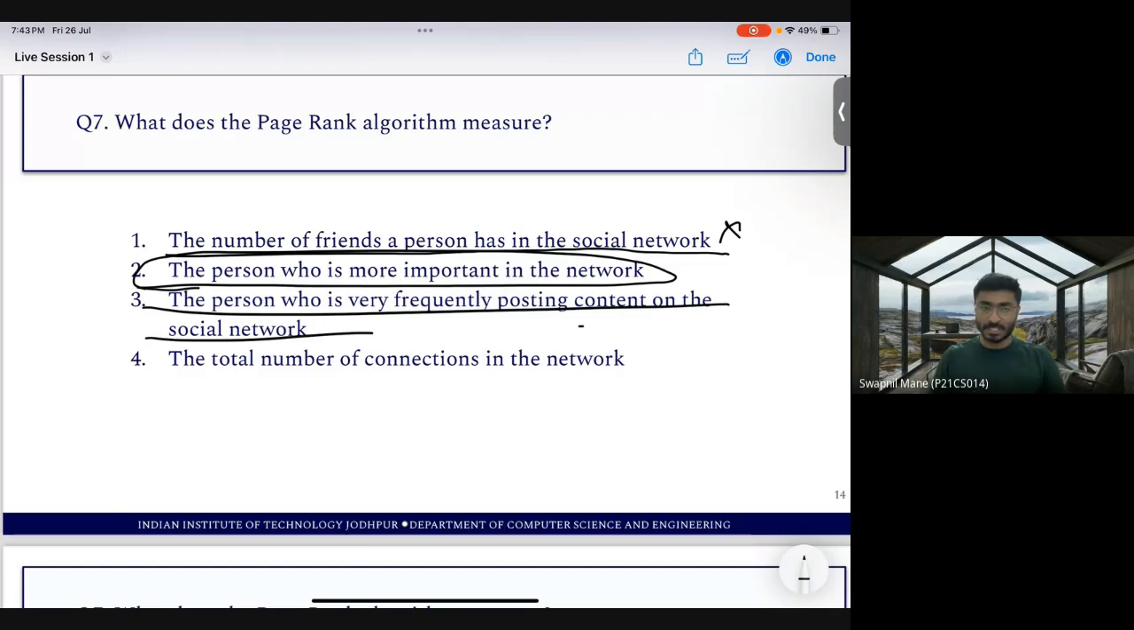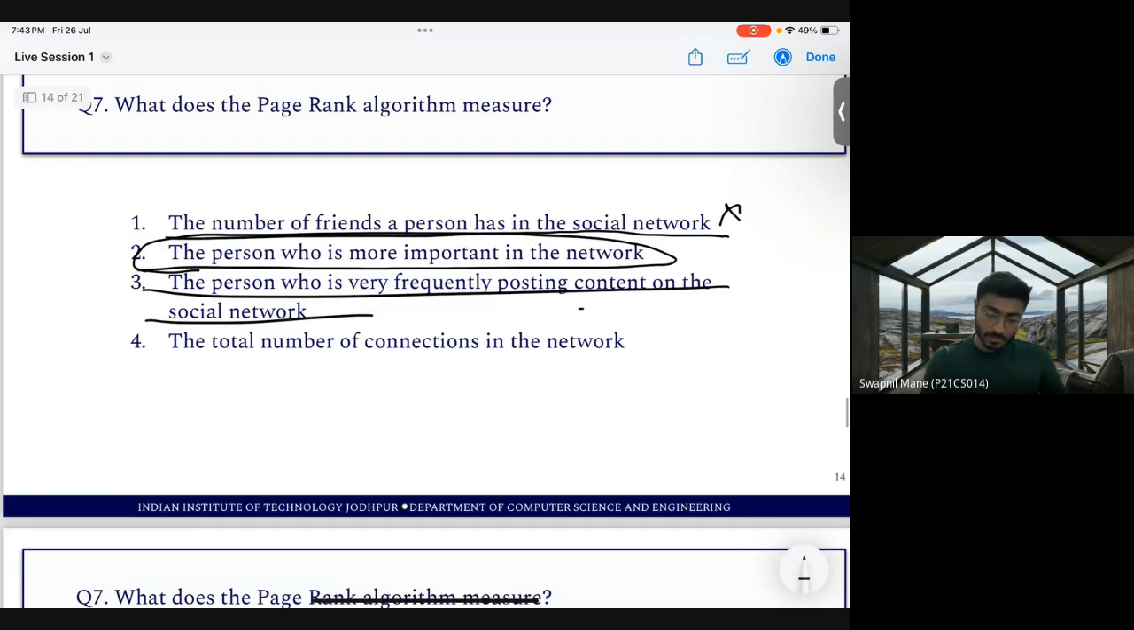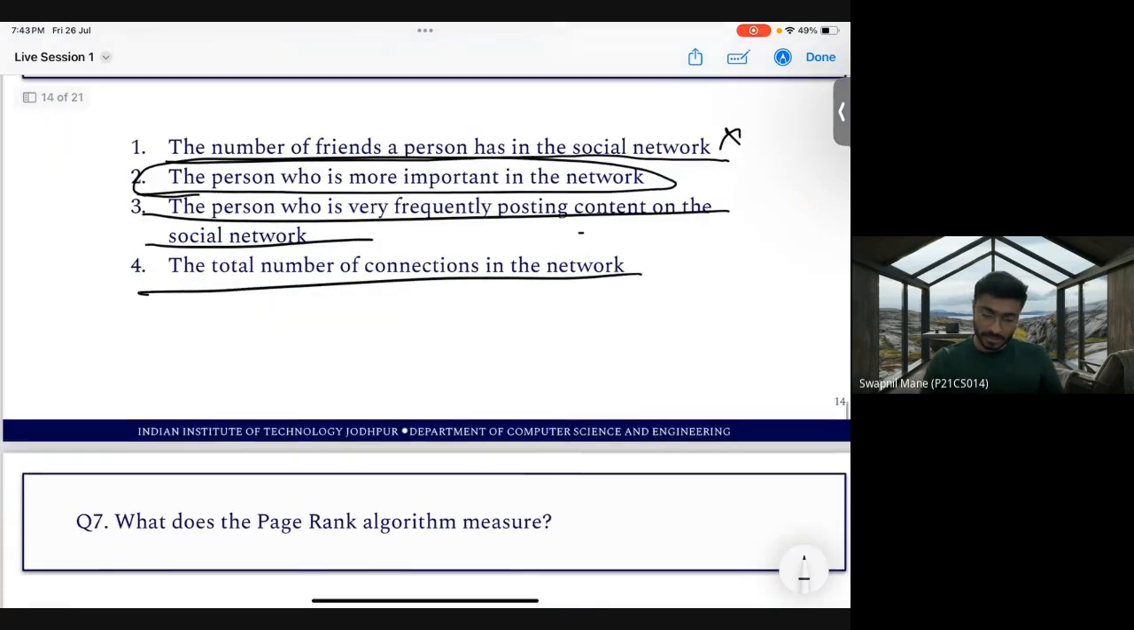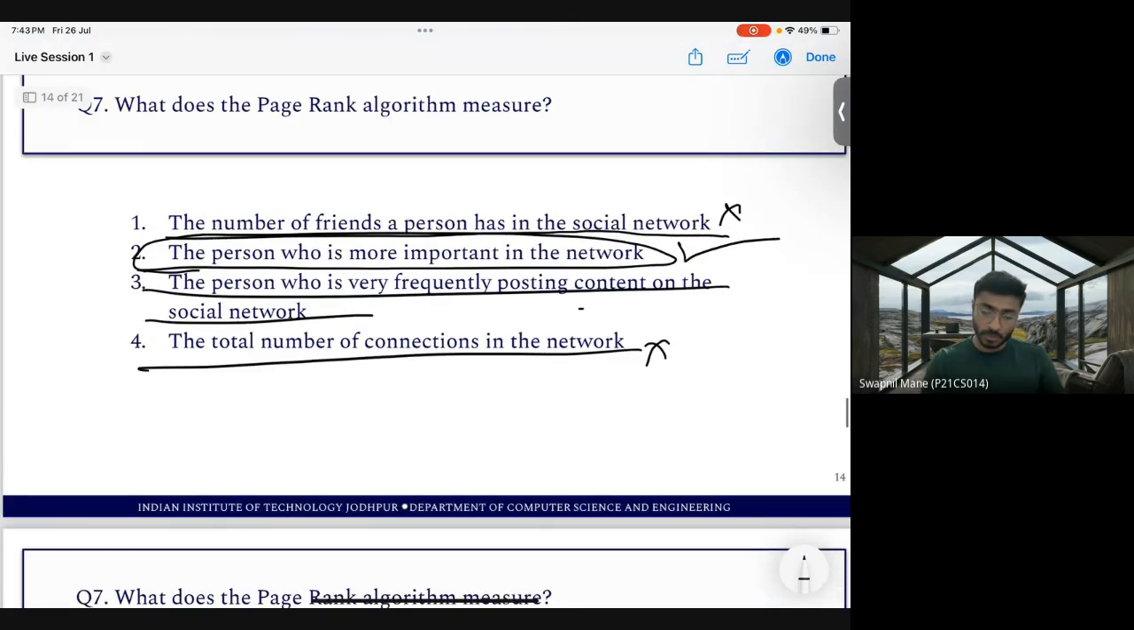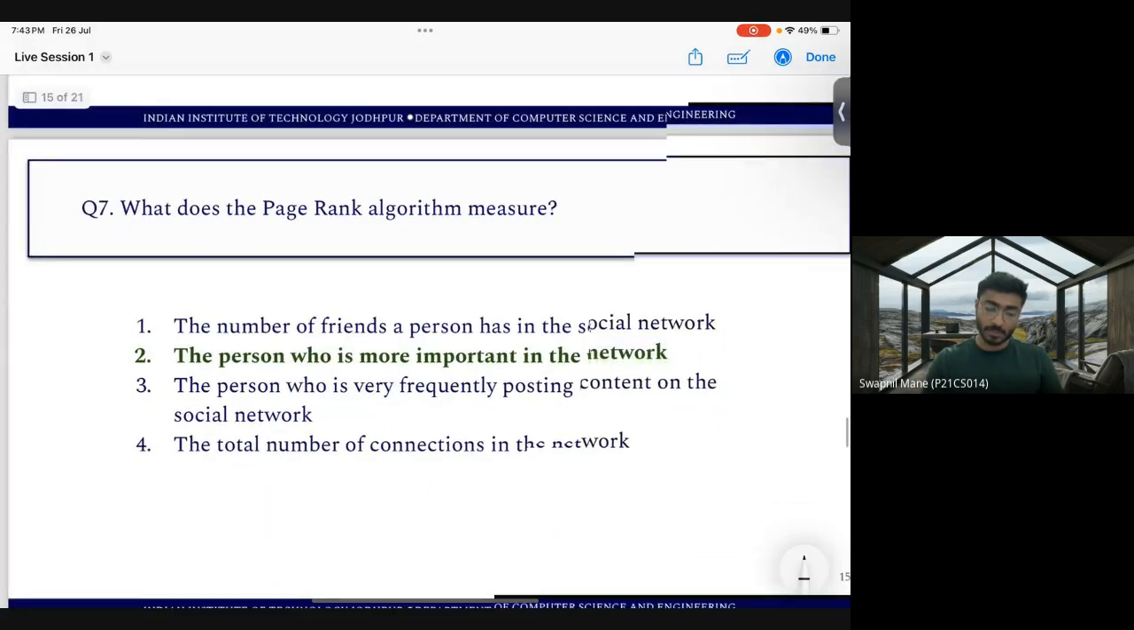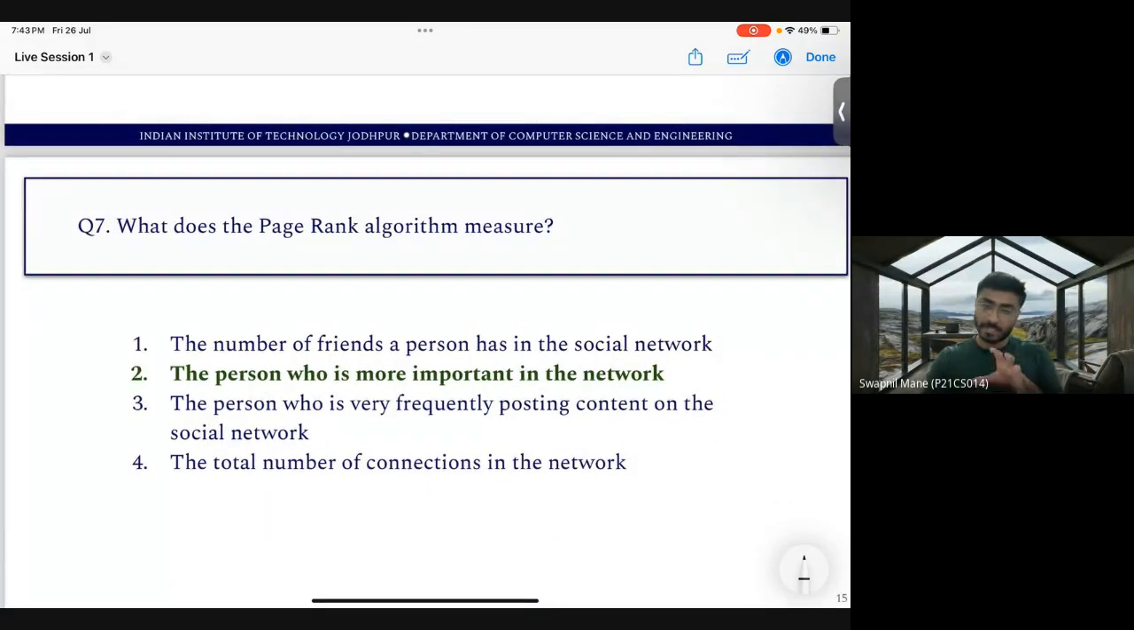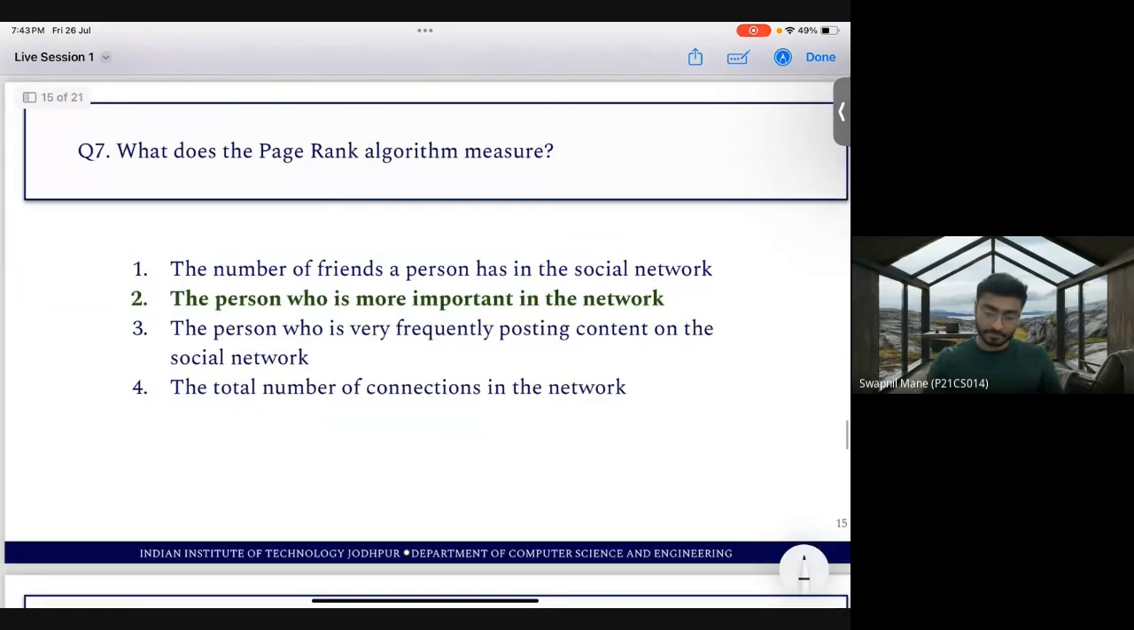But suppose Amitabh Bachchan posts just one post, that is being watched by many users, many of his followers, right? That is influencing many followers. So that node has importance for a particular population. The total number of connections in the network, that's not correct also. So option 2 is correct here: the person who is more important in the network, it finds the important node from the network.